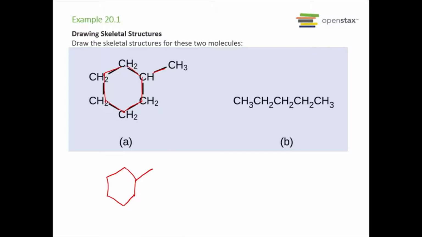All right, and then for B, we have 1, 2, 3, 4, 5. You could also draw for B, for instance, 1, 2, 3, 4, 5. It doesn't matter. All of these are the exact same structure. We're all showing 5 carbons in a row connected to each other.